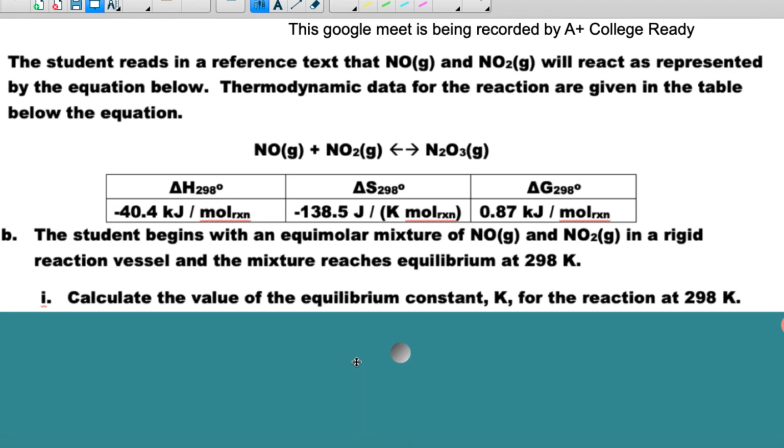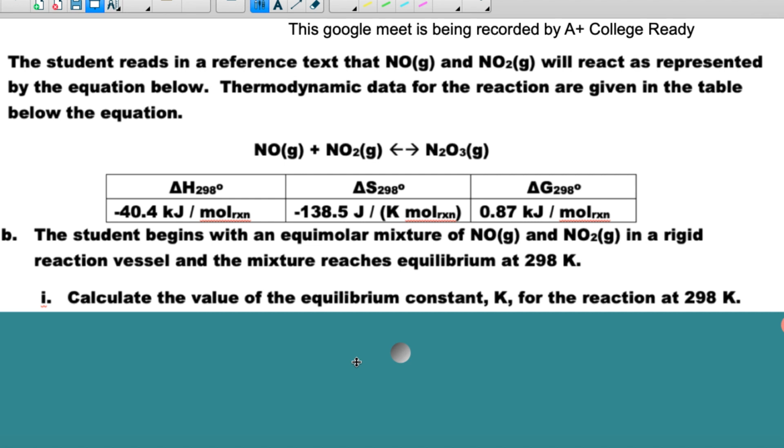Here's an example of an FRQ from the past that would have to be modified for what we were going to see on the exam on May the 14th. So we have NO plus NO2 makes N2O3. And then they told us something about delta H, delta S, and delta G.